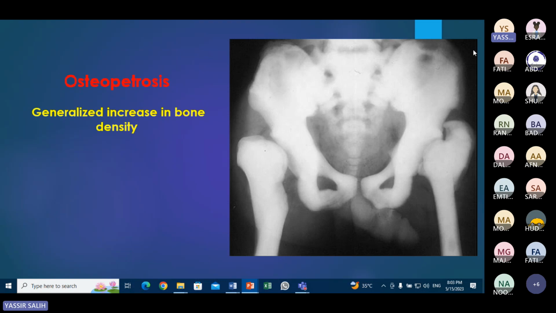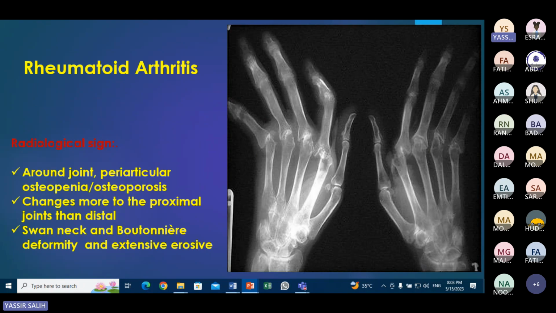What striking abnormality do you see? The most obvious thing in the X-ray is bone density. Increased bone density. Is it focal or generalized? Generalized. Give one cause of this appearance: osteopetrosis, which has another name, marble bone disease.